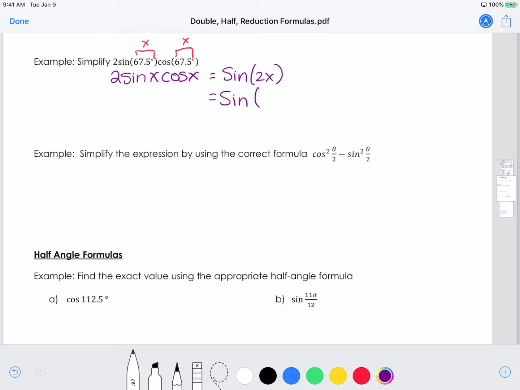Well, since we labeled x as 67.5, we have 2 times 67.5 degrees. That would be sine of 135 degrees, because you take 2 times 67.5, and if you look at your unit circle, and I find my y coordinate at the terminal point when I swing out 135 degrees, you're going to get that that's the square root of 2 over 2.